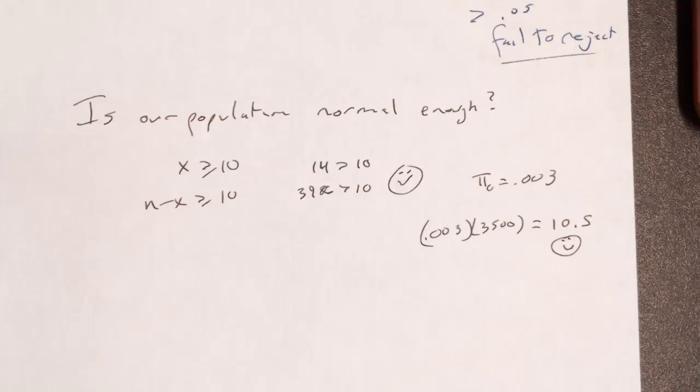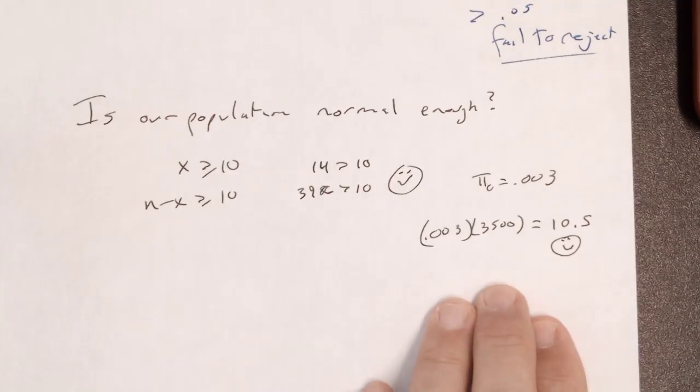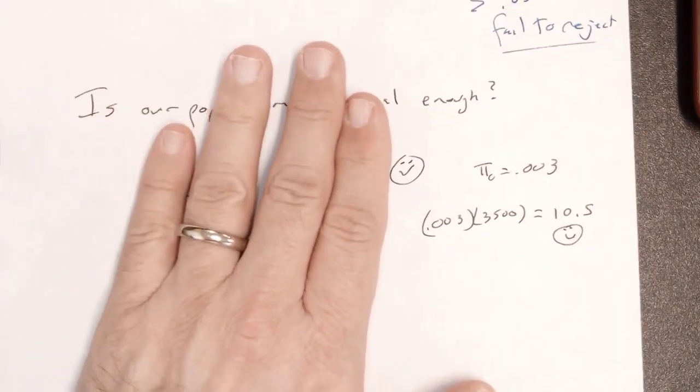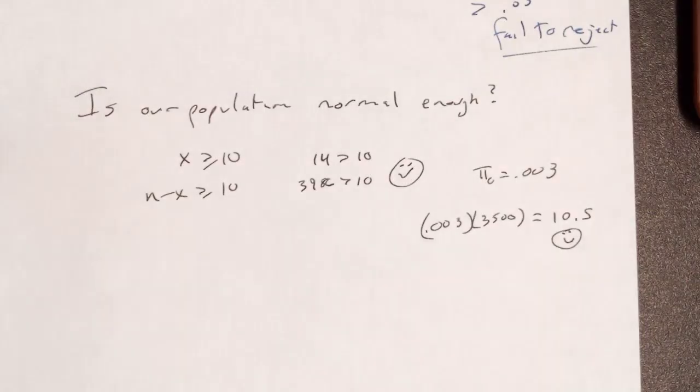Questions? This was our benchmark, though. Even if I didn't have these numbers, we used our benchmark and say, oh, I want to use 0.003, or I could use 0.997, right? And both of those numbers would be bigger than 10. As long as both of them are bigger than 10, that's what I want.